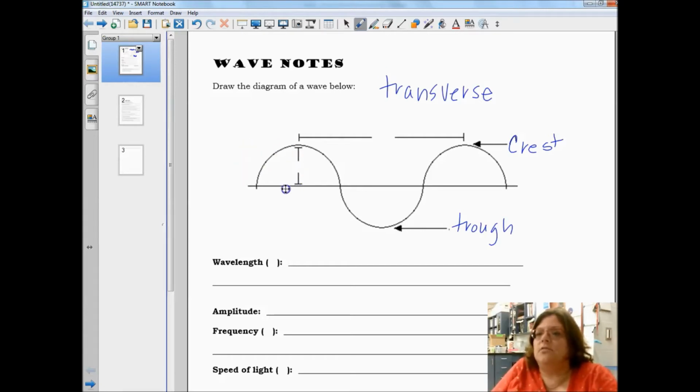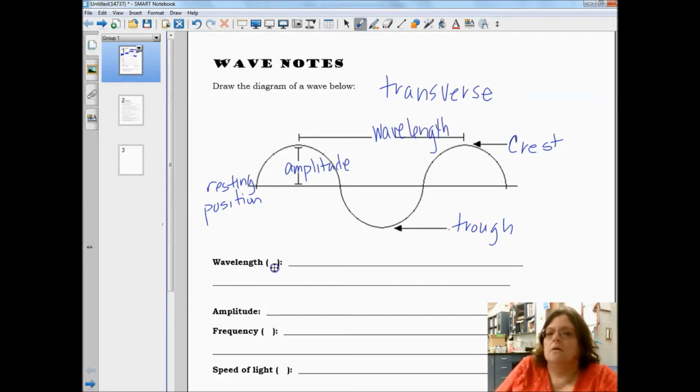The distance from the resting position, which is this line here, to the top of the crest is called amplitude. And the distance from one crest to the next is the wavelength. So, wavelength, distance from crest to crest.